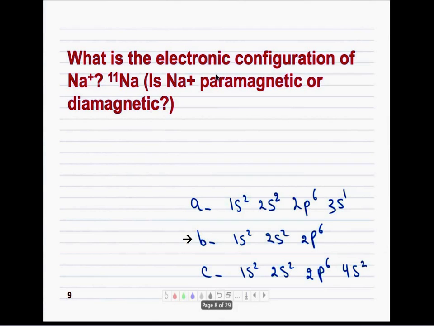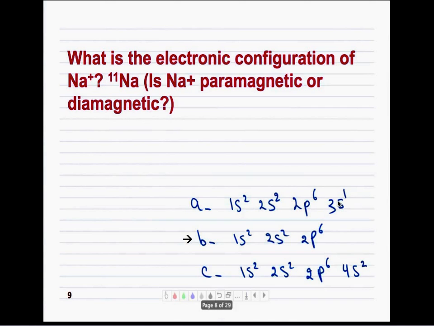look at the electronic configuration. So Na, 11, the electronic configuration of that is 1s2, 2s2, 2p6, that's 4, 6, and 3s1. This is the electronic configuration of sodium as a neutral element. But what does sodium plus mean? What does Na plus mean?